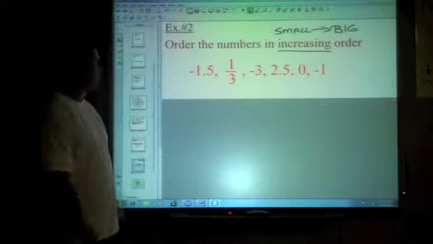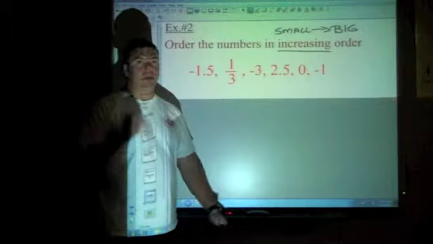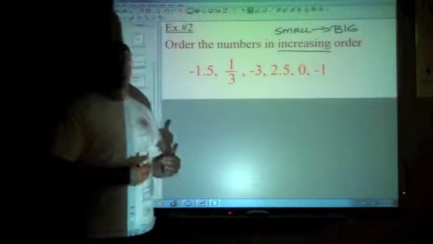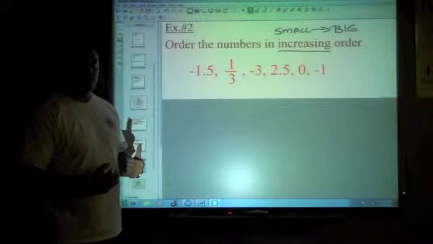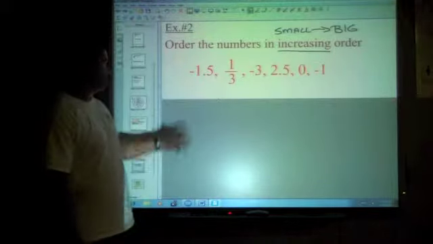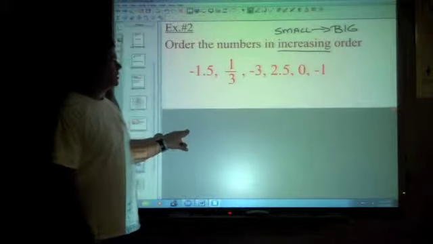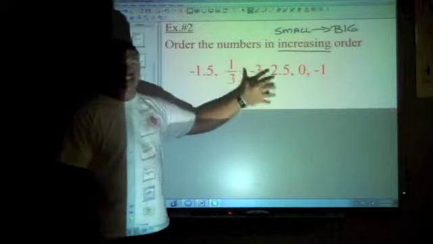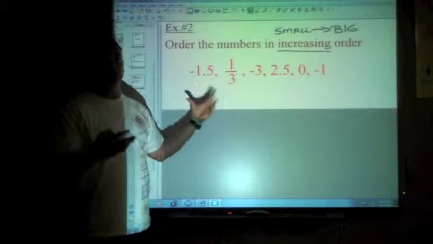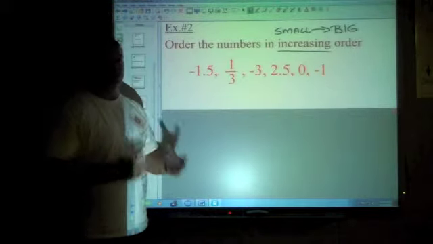There's a whole bunch. This isn't always easy, and I find that people make a lot of mistakes, especially when there's a mixture of different types of numbers. My suggestion for you, get everything onto an even playing field. Don't try to deal with them all together like this. Either decide to make them all fractions or decide to make them all decimals. But do something to get them all on an even playing field so it's easy to compare.